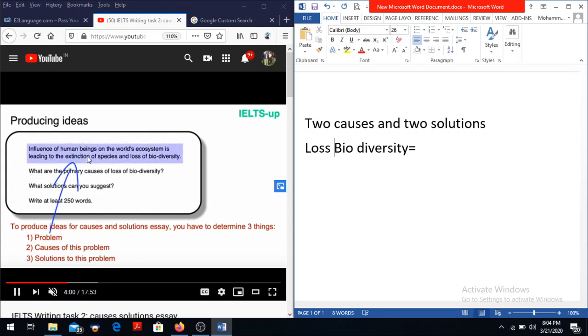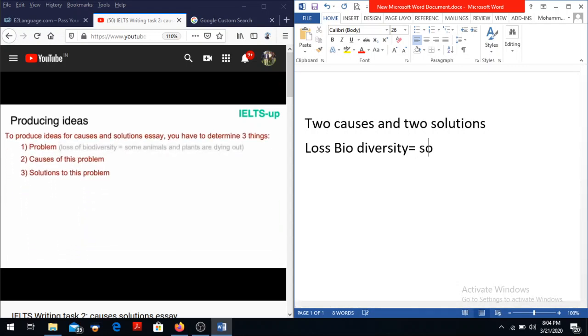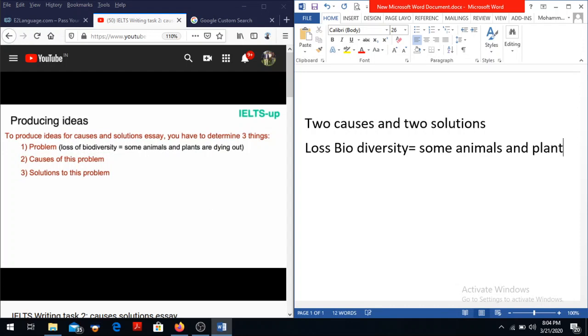So the problem is there. Now at first we have to generalize the problem. So what is loss of biodiversity? It is basically some animals and plants are dying. So this is loss of biodiversity. That means some animals and plants are dying. So this is the problem.